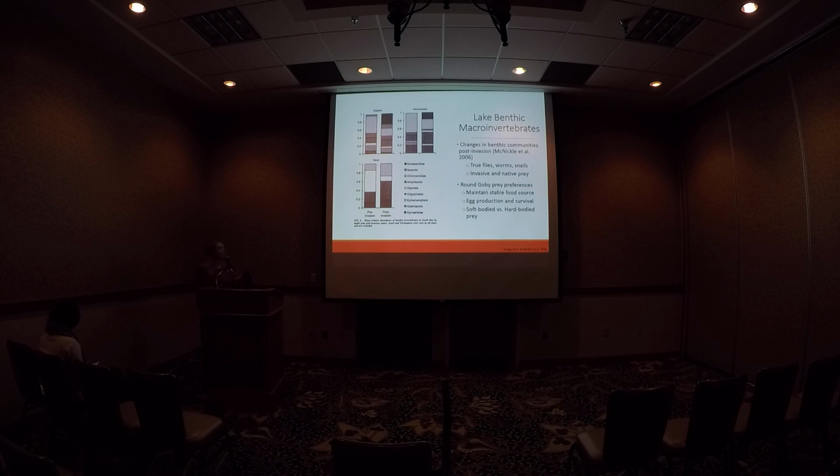So if you look at the right-hand column of the slides, you can see that these communities are impacted when an invasive species, such as the round goby, is in the ecosystem. You can also see from this image that certain groups, such as true flies, worms, and snails, are impacted strongly. And also you can see that there is an invasion factor, especially of the dreissenid mussels, like the quagga and zebra mussels.